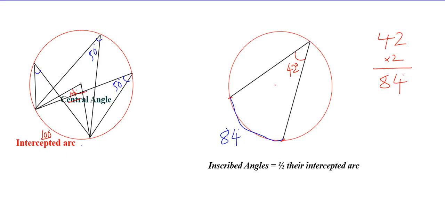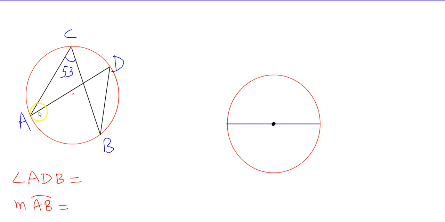Alright. In this figure we have the measure of this inscribed angle ACB as 53 degrees. Now the question is, what is the measure of the other inscribed angle ADB? This ADB is equal to how much? And what is the measure of this arc AB? What is arc AB? So how do you figure it out?